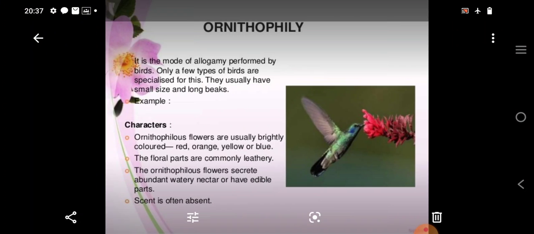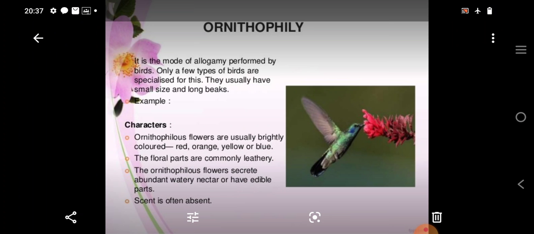Ornithophily is a kind of pollination in which the main pollinating agencies are birds. Okay, and so they have some adaptations for the birds. The flowers which are undergoing ornithophily are brightly colored, and basically they have red, orange, yellow or blue color.